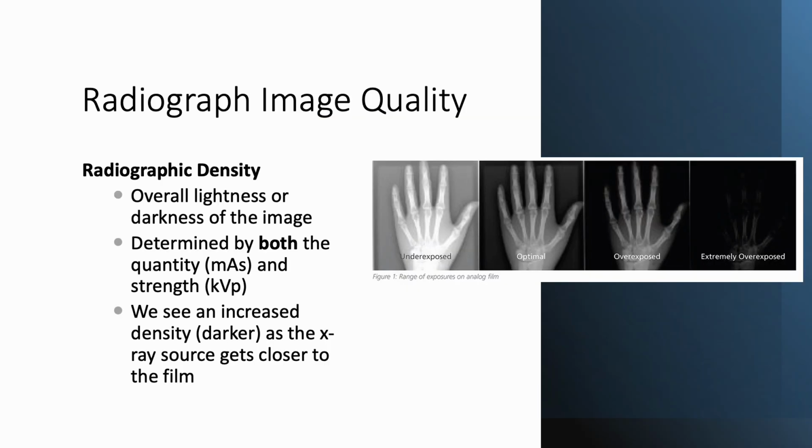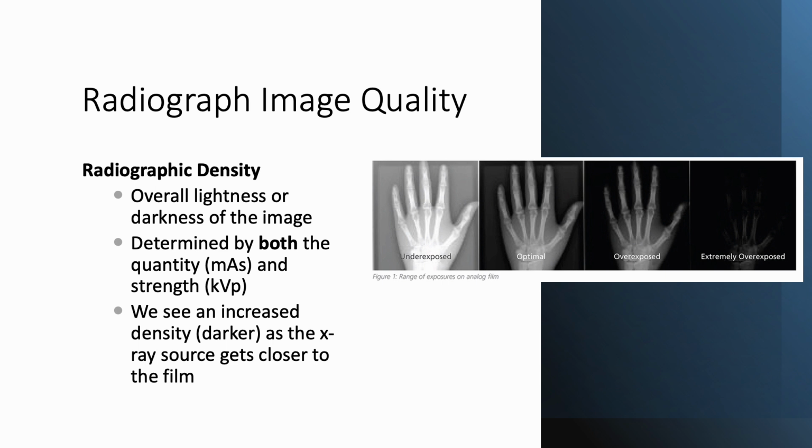So here's a review of density. Density is the overall lightness or darkness of an image. It's determined by both the quantity and the strength of our x-rays. And we see an increased density as the x-ray source gets closer to the film. So density is influenced by our settings, KVP and MA, and also by the focal film distance. Remember when I was talking about the x-ray source or the tube, I called it a focal. That's just a fancy way of saying the x-ray tube head. As it gets closer to the film, the image will appear darker.